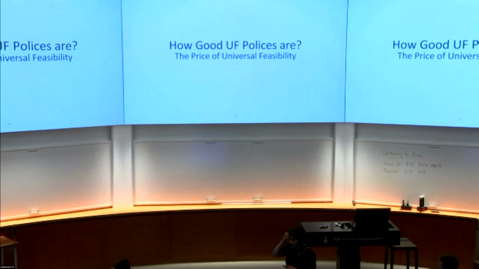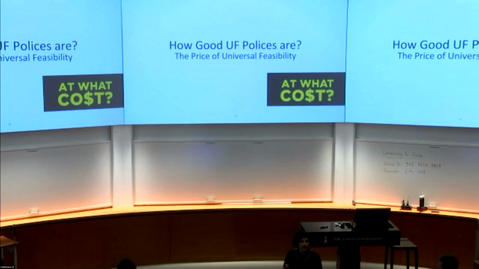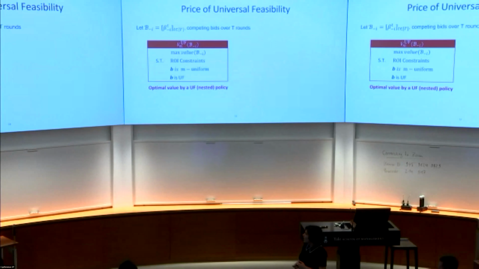Okay, so now let's go to the other question. How good are these universal feasible policies? Because they give us this simplified bidding strategy, this nested truthful bidding strategy, but at what cost? Am I paying too much for getting this simplicity? What's the cost of enforcing universality? For that, we introduced the idea of the price of universal feasibility, which is similar to the notion of price of anarchy or price of flexibility.